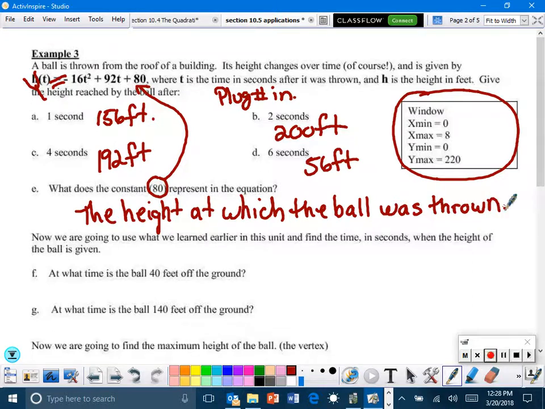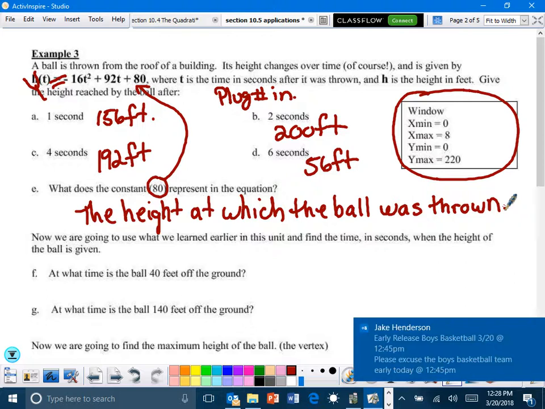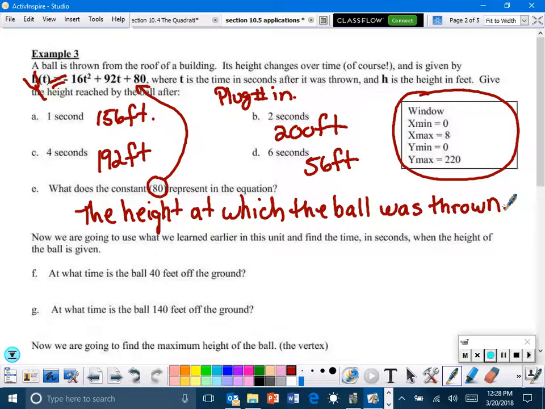Not the height of the building, the height at which the ball was thrown. Because think about it, if you're standing on the roof and you throw the ball, with your height, that's not exactly on the roof. So it's the height at which the ball was thrown or released.